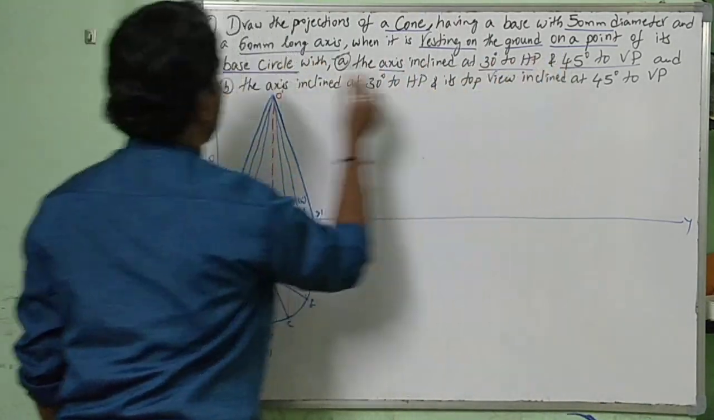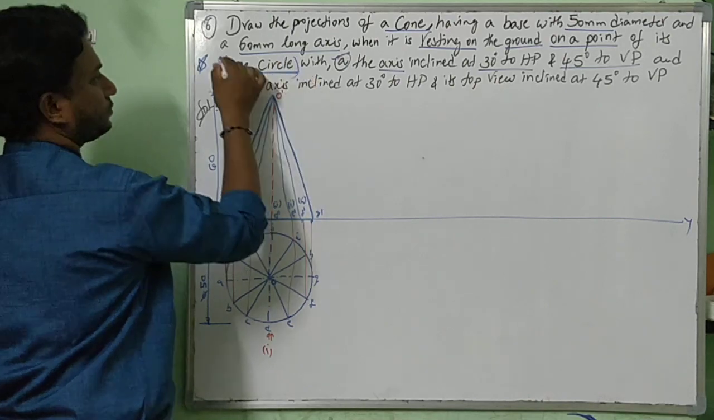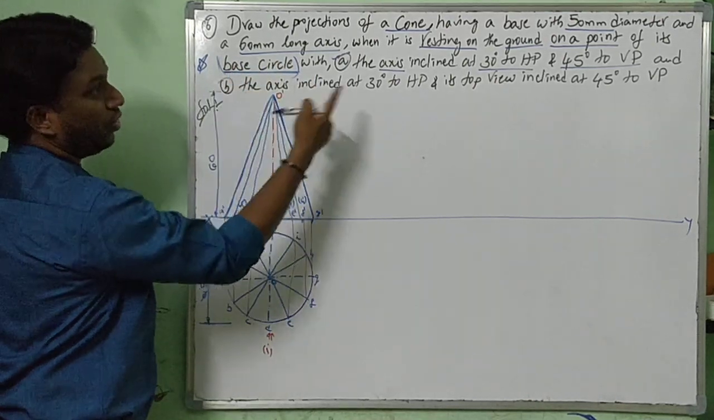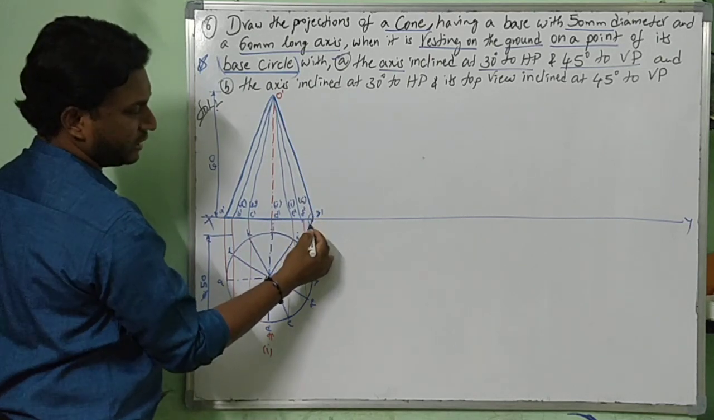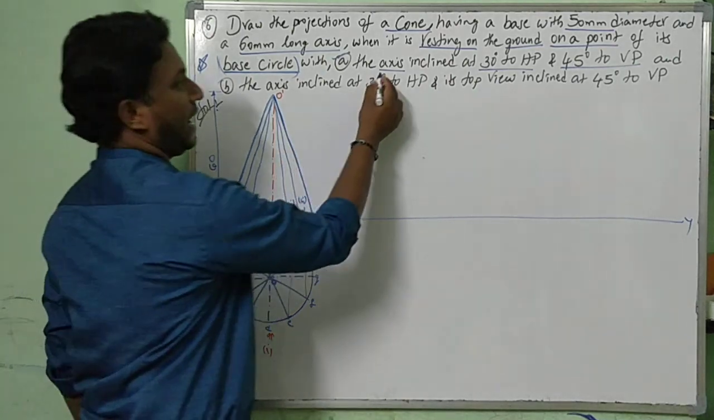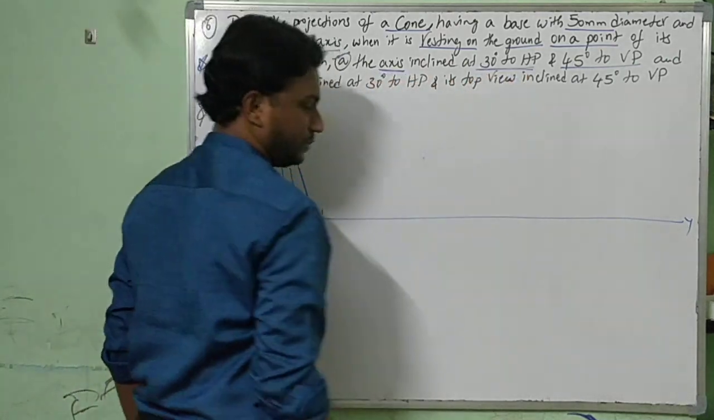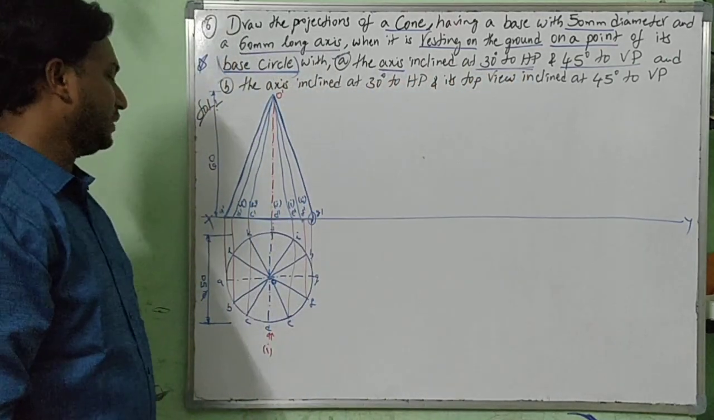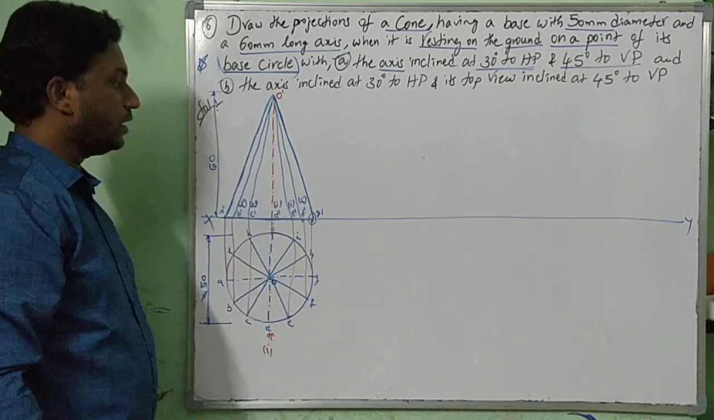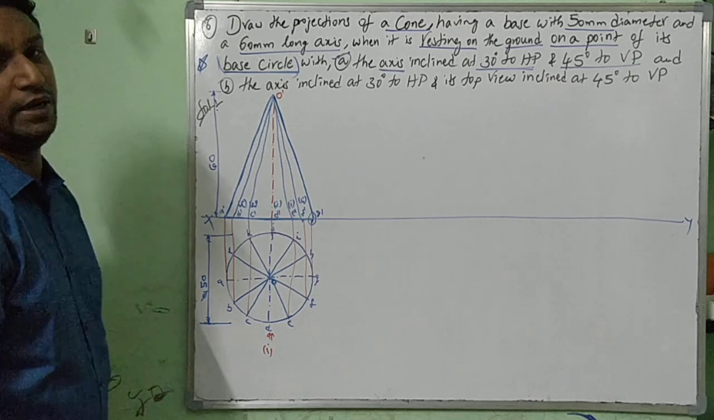Now the cone is resting on the ground at a point of its base circle. Front view base circle, if you observe, one point should be on the ground. So I am considering this point G dash. Now such that axis inclined at 30 degrees to HP. Axis inclined at 30 degrees to HP. Now this is the axis. This should be at an angle of 30 degrees.